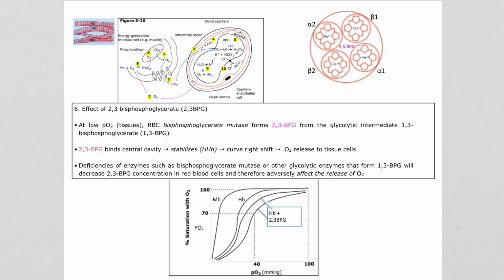It's therefore not surprising that if there is a deficiency of the enzyme bisphosphoglycerate mutase, or any of the other enzymes in glycolysis, which we'll talk about in future videos, any glycolytic enzymes that lead to the formation of 1,3-BPG, then the concentration of 2,3-BPG in the red blood cells will be low, which means the ability of hemoglobin to release oxygen will go down.